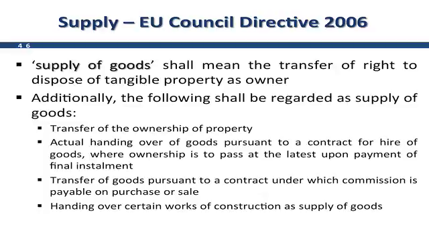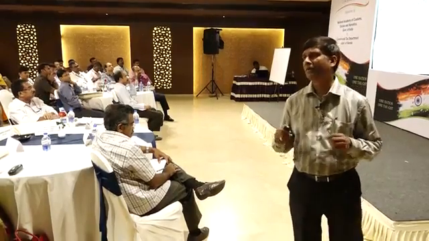Additionally, the following shall be regarded as supply of goods: transfer of the ownership of the property, actual handing over of goods pursuant to a contract for hire of goods, where ownership is to pass at the latest upon payment of the final installment, your hire purchase arrangement, transfer of goods pursuant to a contract under which commission is payable on purchase or sale, your agent-principal relationship, handing over certain works of construction as supply of goods, your works contract. Now you can connect. The EC Council Directive definition on supply by and large relates to the concept of sale, what you have been already familiar with.